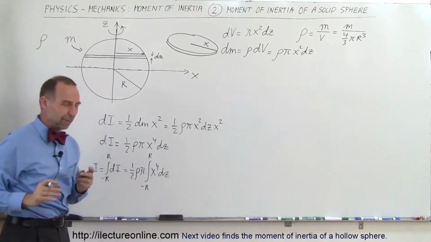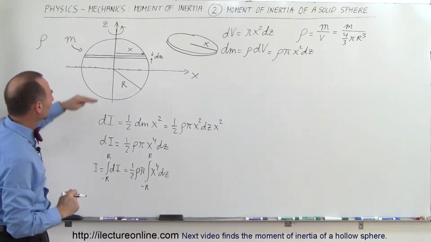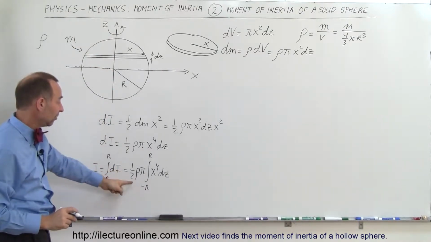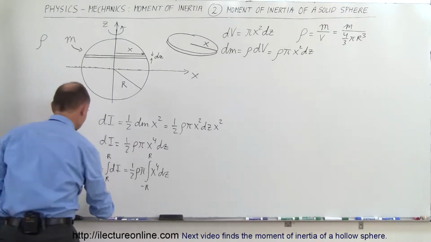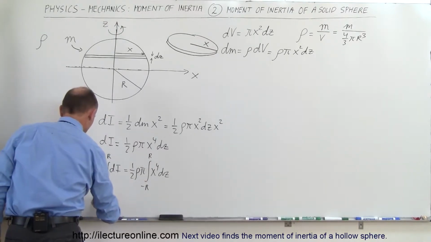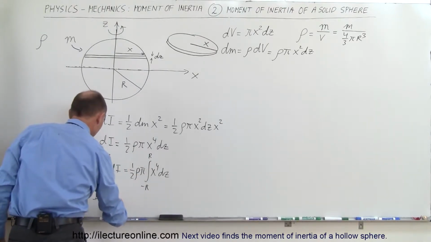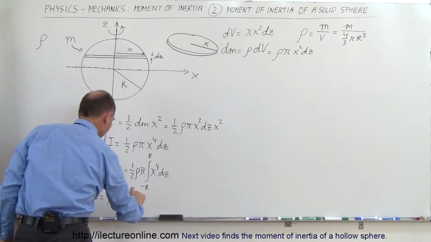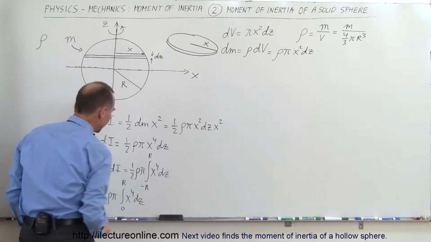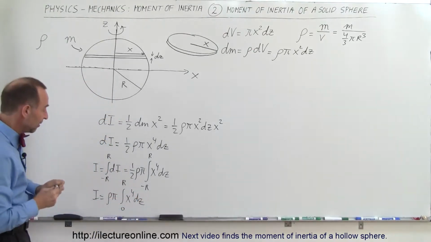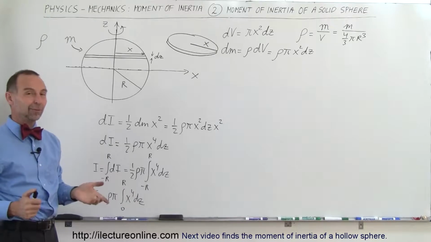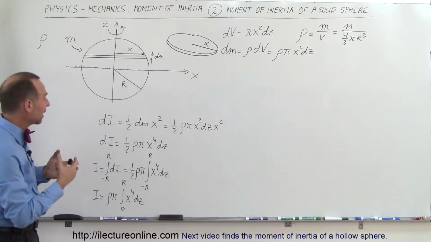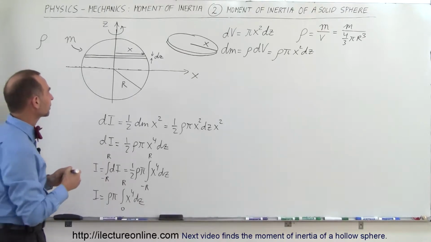Now what I like to do is make things as simple as possible, so I'm going to integrate from 0 to r and simply double the integral. So 2 times this and integrate from 0 to r, so that means that I is going to be equal to twice that, which would be rho times pi times the integral from 0 to r of x to the 4th times dz. Now, of course, we still have a problem of making sure that we have the same variables there. We have an x to the 4th, we have a dz, that doesn't quite work, so we have to find a way to convert from x to z.